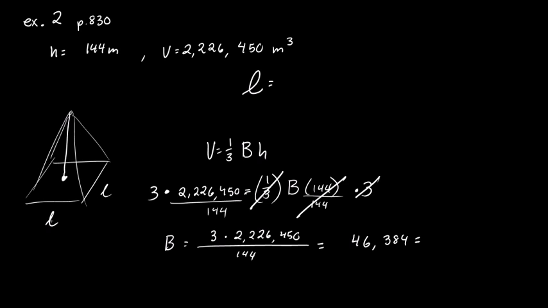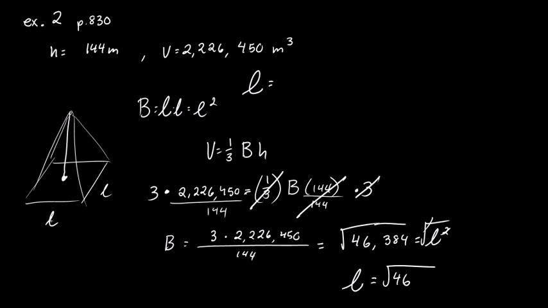However, I know the area of my base is L times L, because it's a square. So it's L squared. Alright, so I should be good until here. Then I need to take the square root of both sides in order to solve for the length. So the length is equal to the square root of 46,384, and that approximately rounds to 215 meters. Alright, so that is example 2.